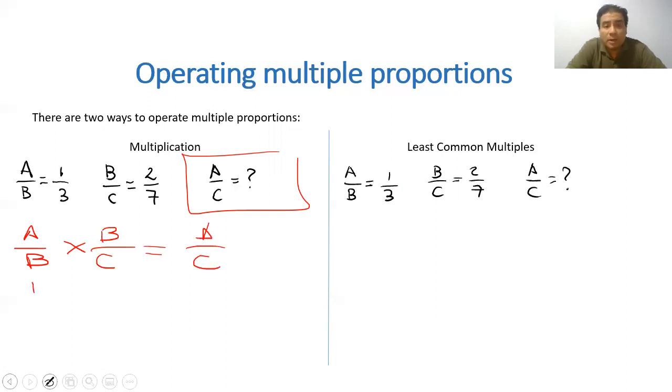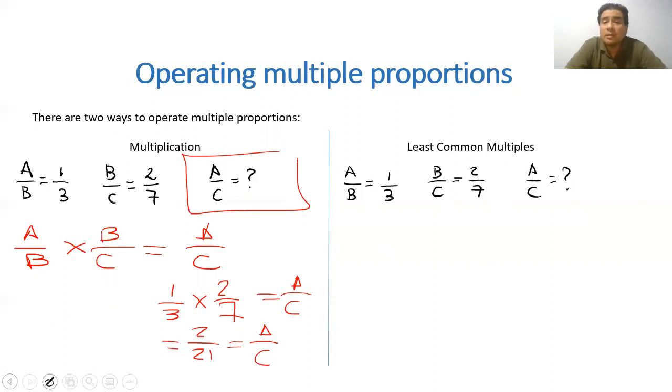So you can see that 1/3, the equivalent of A over B, times 2 over 7, which is the equivalent of B over C, and A over B times B over C equals A over C. So you just get 2 over 21. That would be the new proportion, right?